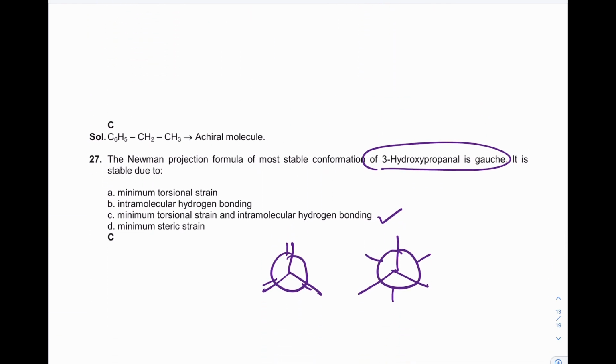Torsional strain is the strain between the staggered and eclipsed forms. The eclipsed form is when the atoms present on adjacent carbons are closest, and the other one, the staggered form, is when the atoms present on adjacent positions are at maximum distance.